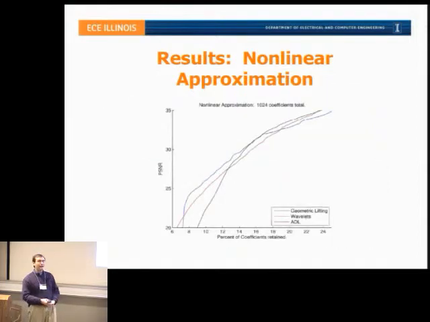We can extend this out to the nonlinear approximation curve for all coefficients retained. This is a graph of the reconstruction PSNR as a function of the percentage of coefficients retained. And we see that everywhere between about 7 and 15%, my transform does better than all of the other transforms in reconstruction PSNR.